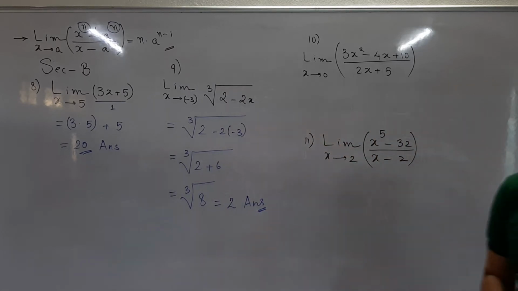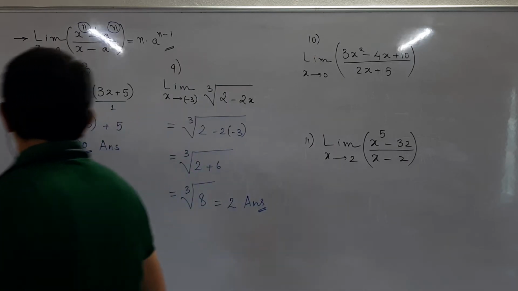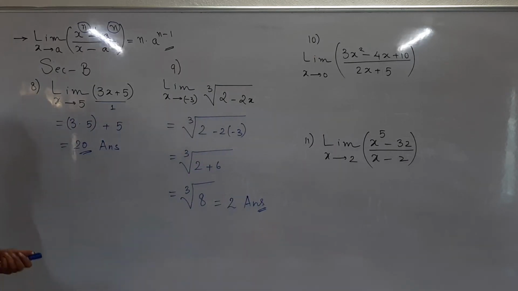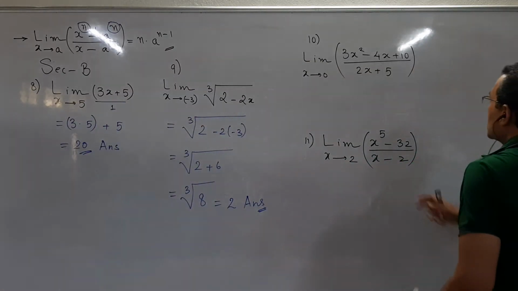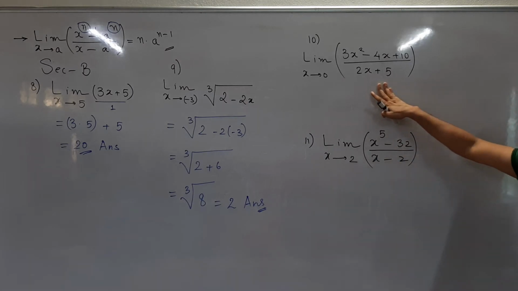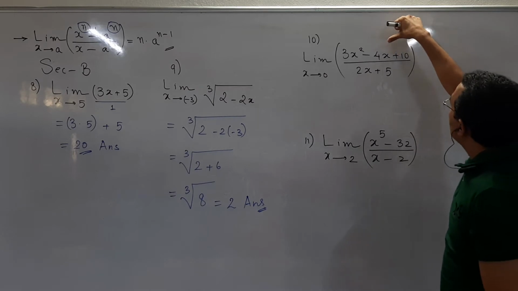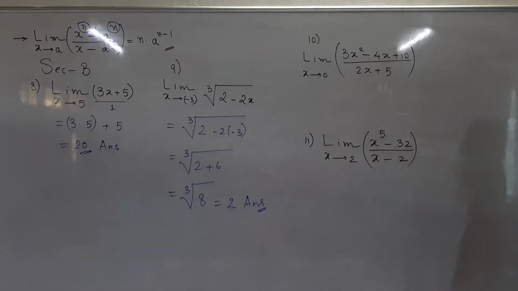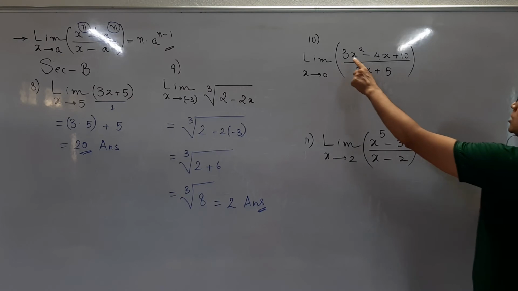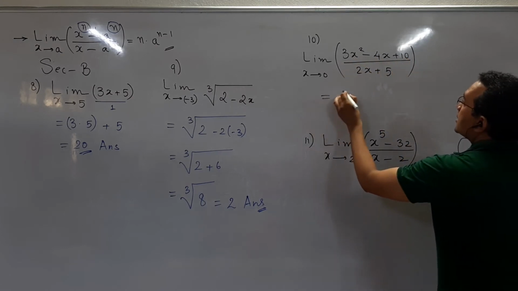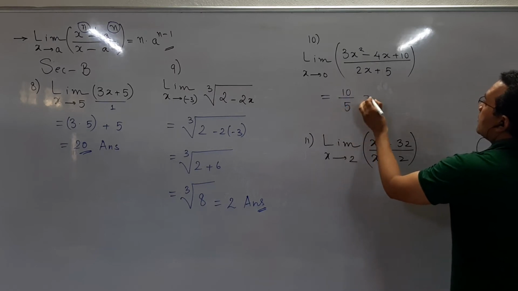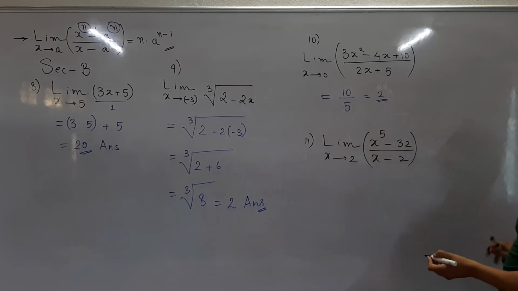So these questions are very logical, very easy, students. But the main part of the sum is to understand what to apply and which formula, students, to apply. Now this is the specific type of sum. If I take x as 0, denominator and numerator both are non-zero. Check. If I take here x equal to 0, this is 0, this is 0 plus 10. So directly I can take the limit. 10 divided by 5, so the limit is 2.